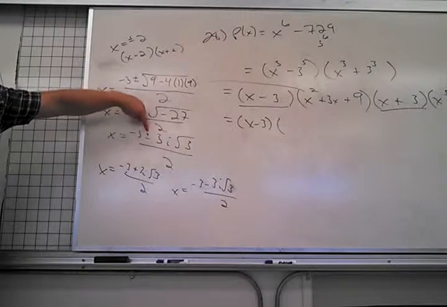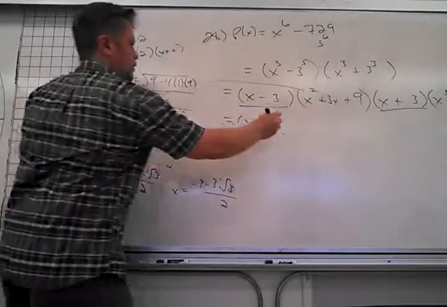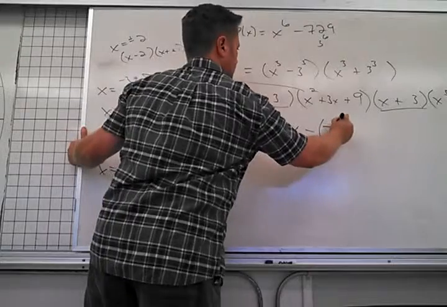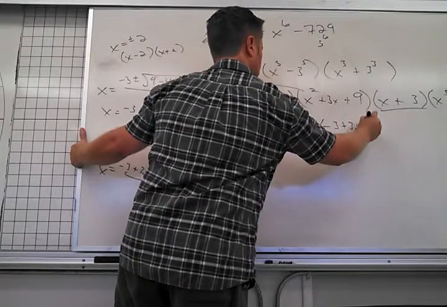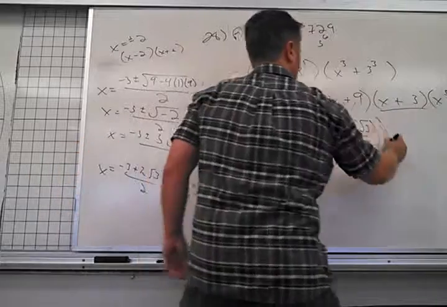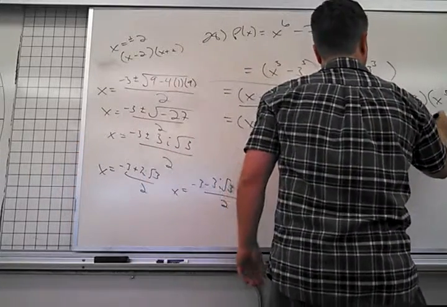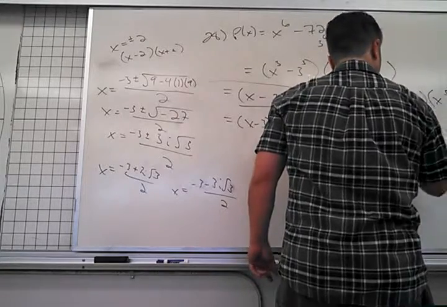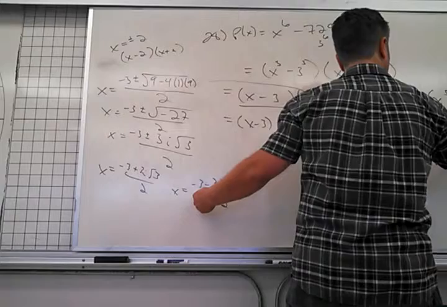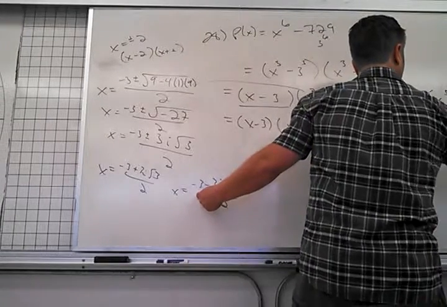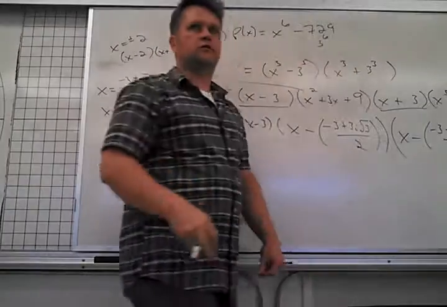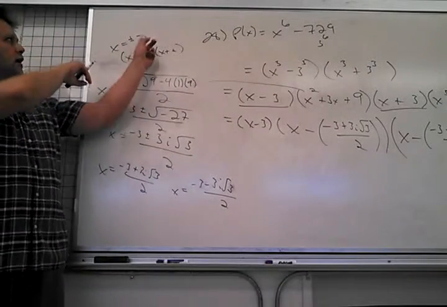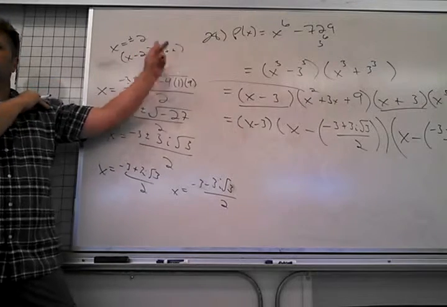Those are my two answers from here. So one factor is going to be x minus this guy, and the other factor is going to be x minus the other guy. I'm getting a little ahead of myself. Now you can take this negative through and make it plus, but that's what you do first. So x minus one answer, x minus the other one, the same way you would have done x minus positive 2, x minus negative 2, which makes it plus.